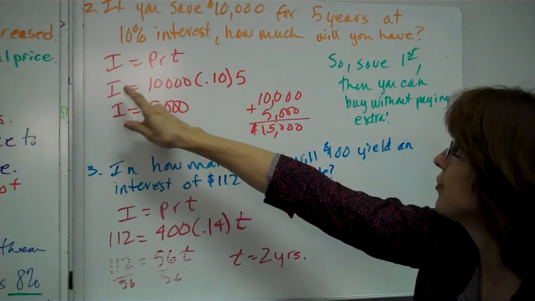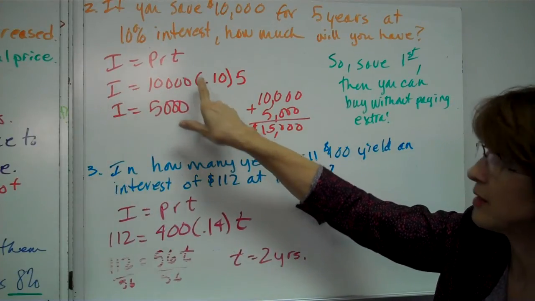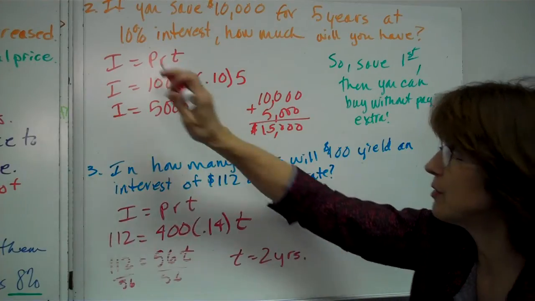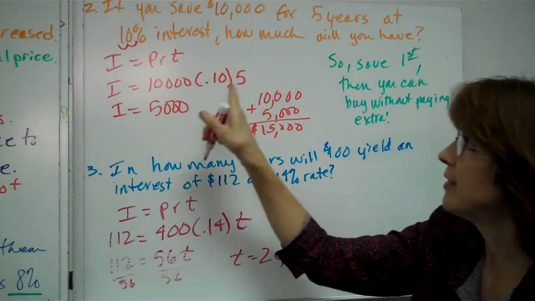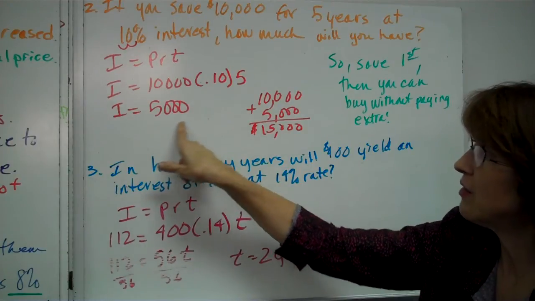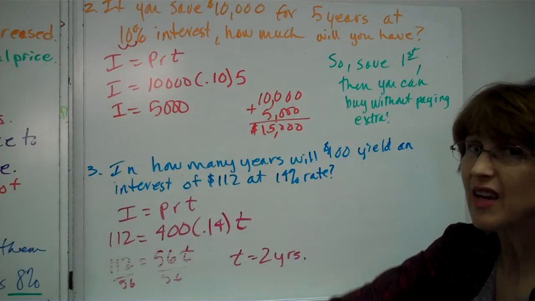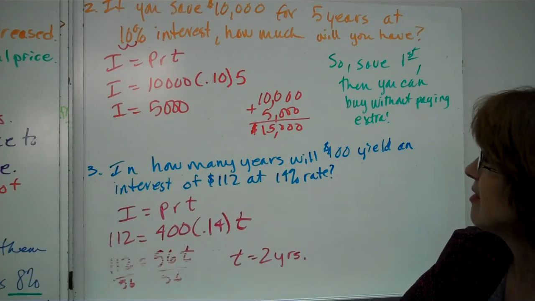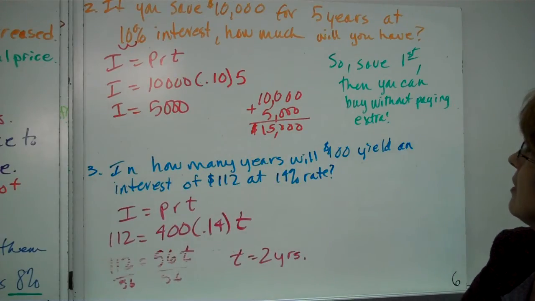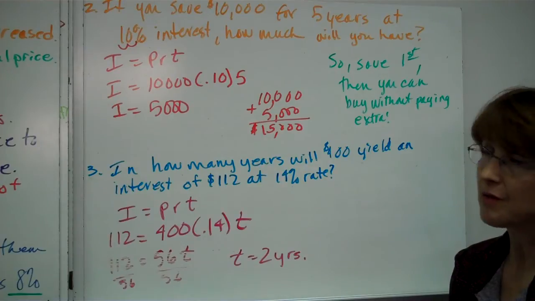You don't know your interest, but you know the principal you put in was $10,000 at 10%, so move the decimal over 2 places, and you get 0.1, times 5 for 5 years. Well, the interest you get is $5,000. Just for putting that money in for 5 years, you'll get $5,000 from the bank. Right, because 10% of 10,000 and then times 5, yes. So the total amount of money you'll have in the bank is $15,000.